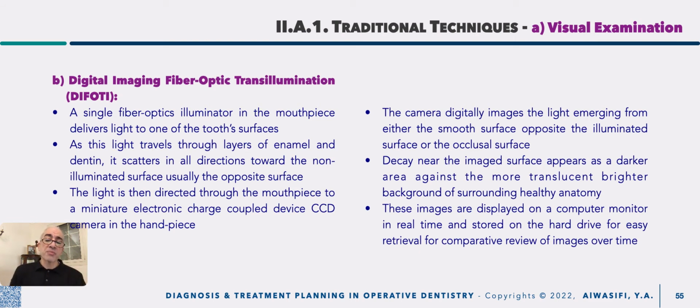Then your mouthpiece will have two sides: one is the illuminator and one is the surface that receives the scattered light passing through the tooth, and this scattering differs between healthy and unhealthy tissues. That's why it can be transmitted into a charged coupled device, that camera, and be digitally transferred to your CPU, and you could process it one way or another.